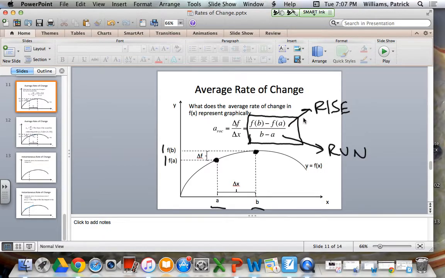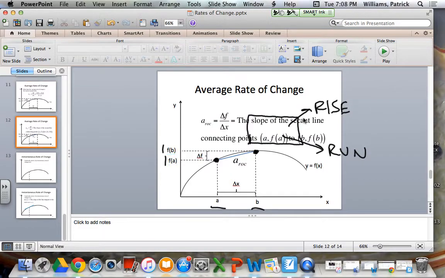Now I'm saying rise over run a whole bunch of times on here, repeating myself, because when we get into instantaneous rate of change, this concept of rise over run is going to help you understand that really well. Okay? So if we talk about graphically what an average rate of change means, well, an average rate of change is really just a fancy way of saying what is the slope of the line, in this case the line connecting these two points.